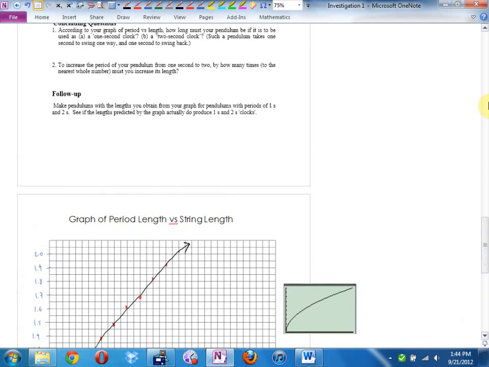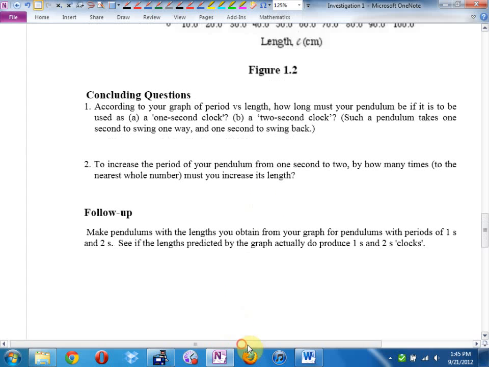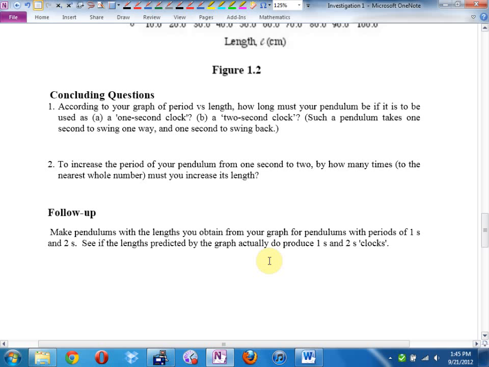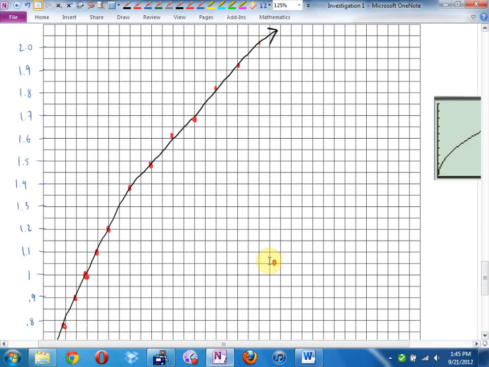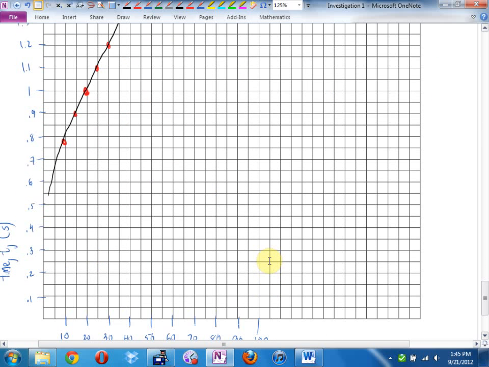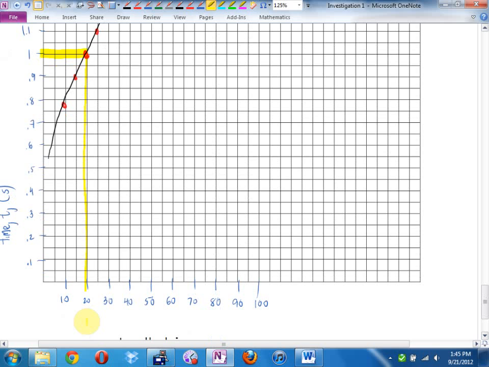What I want to talk about are the questions that are being asked. So the first question it asks says, according to your graph of period versus length, how long must your pendulum be if it is to be used as a 1-second clock? So if I go to my graph paper, for me, on my data, 1 second is right there, and if I drop down, how long is my pendulum for 1 second? Pretty close to 20 centimeters.